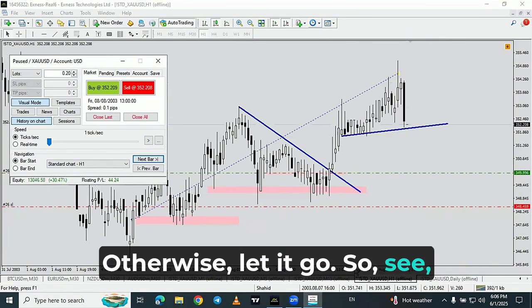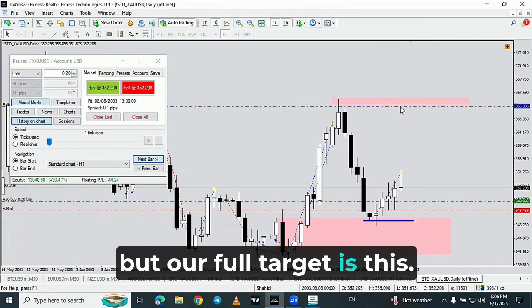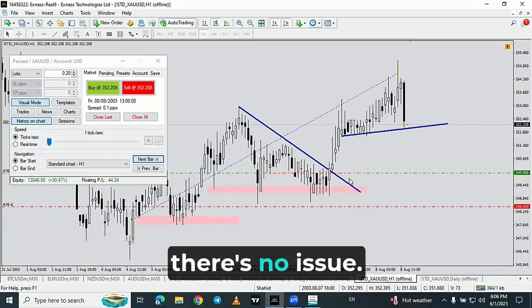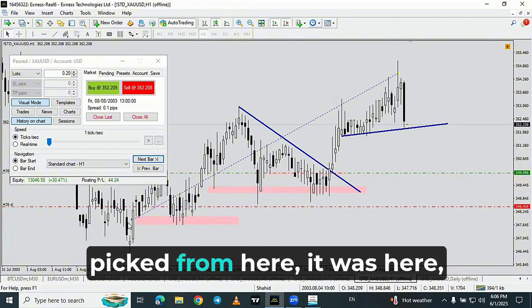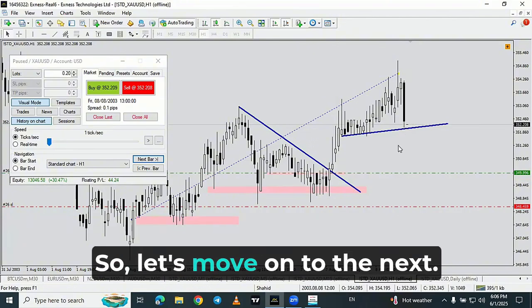Otherwise, let it go. So see, the first target we pick from below was this, but our full target is this. So if this SL also gets hit, there's no issue, because we had a tier that we picked from here. It was here, which we took out. So let's move on to the next.